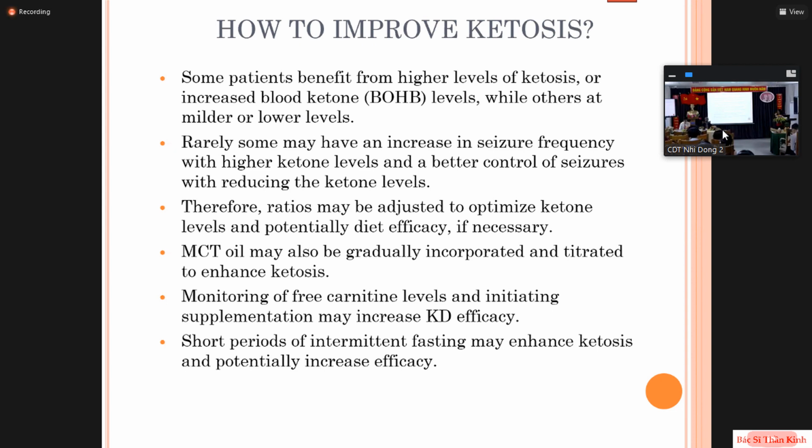So sometimes we also use MCT oil, which could be gradually incorporated and titrated to enhance the ketosis. Monitoring of the free carnitine levels and initiating supplementation may increase the KD efficacy. And short periods of intermittent fasting may enhance ketosis and potentially increase the efficacy.